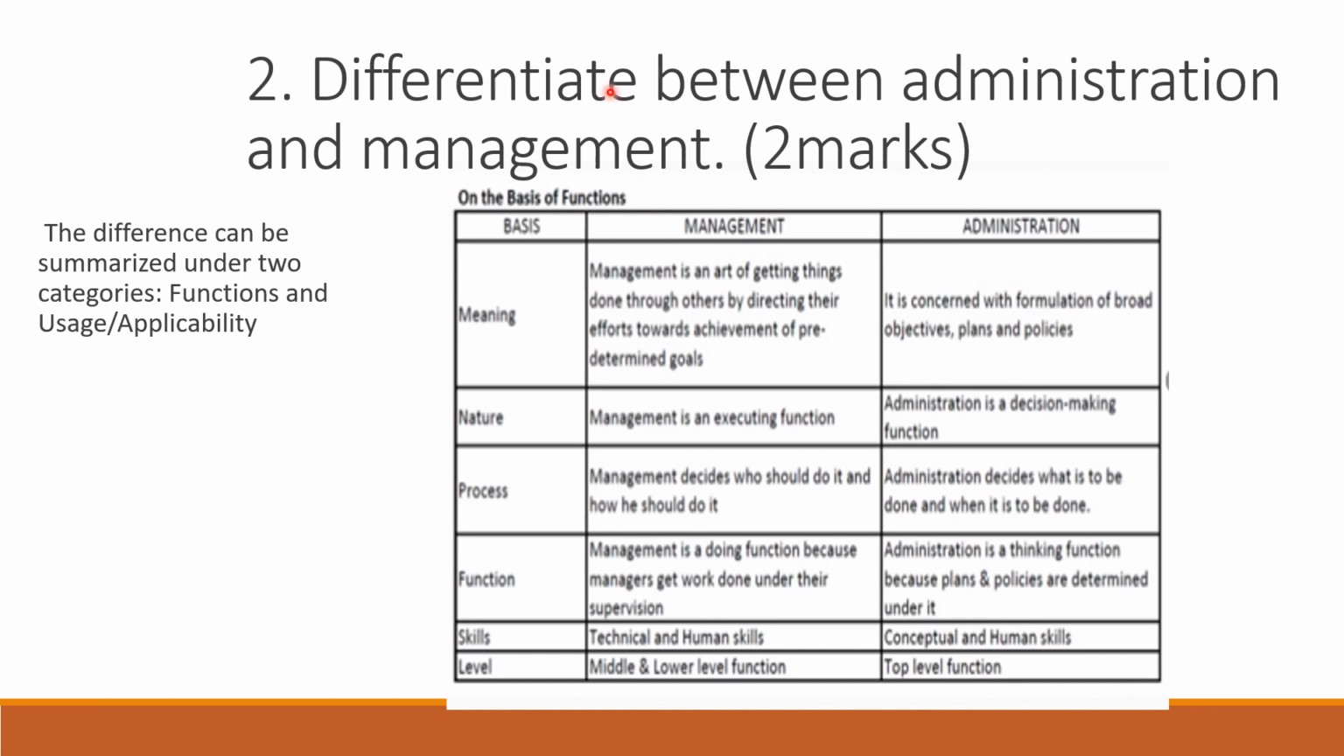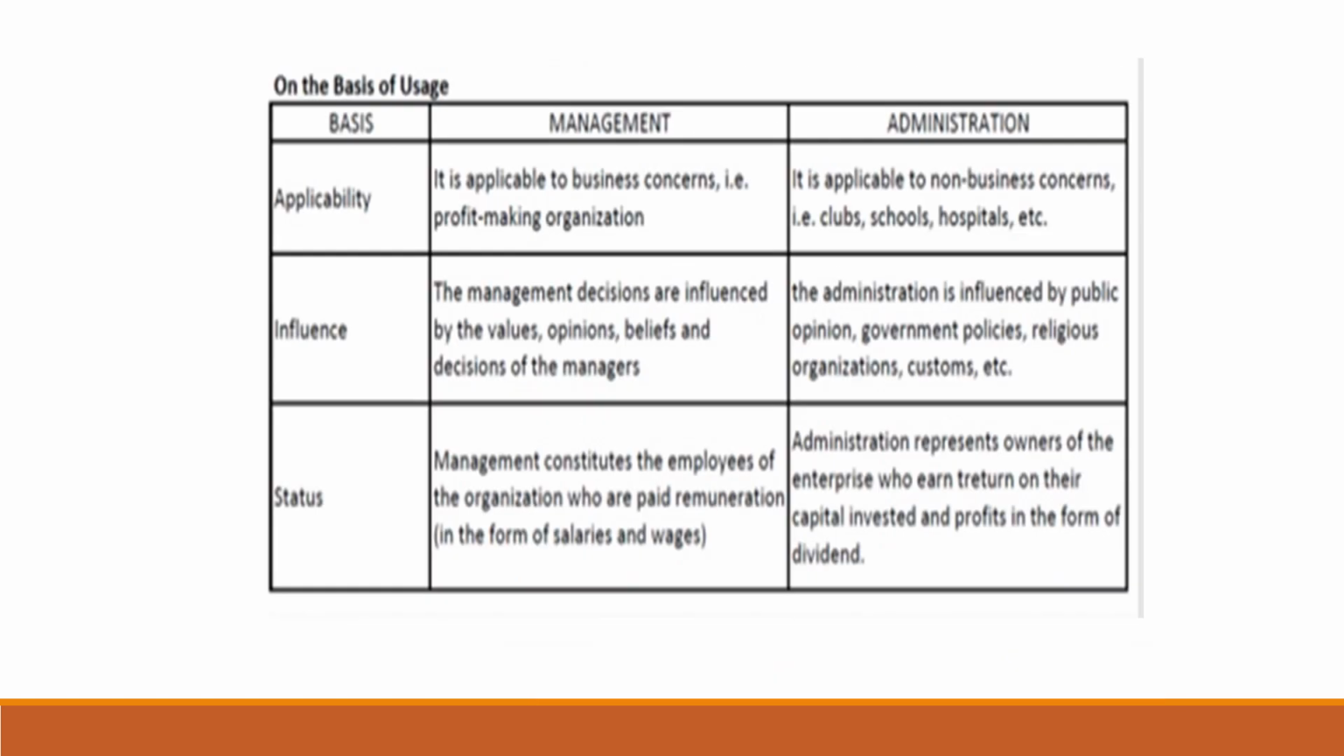The first part is differentiate between administration and management. Ideally, a differentiating question should be answered in the form of a table with 3 columns. So there is a criteria column, a management column and an administration column. Here administration and management are differentiated on the basis of function and on the basis of usage. This is the answer key.